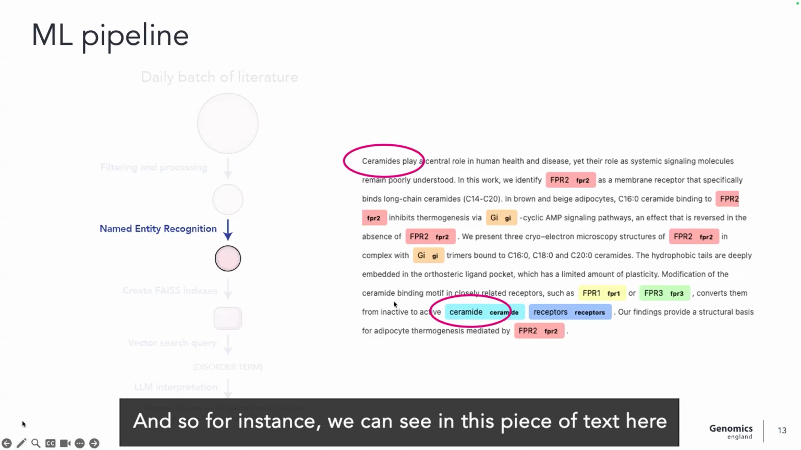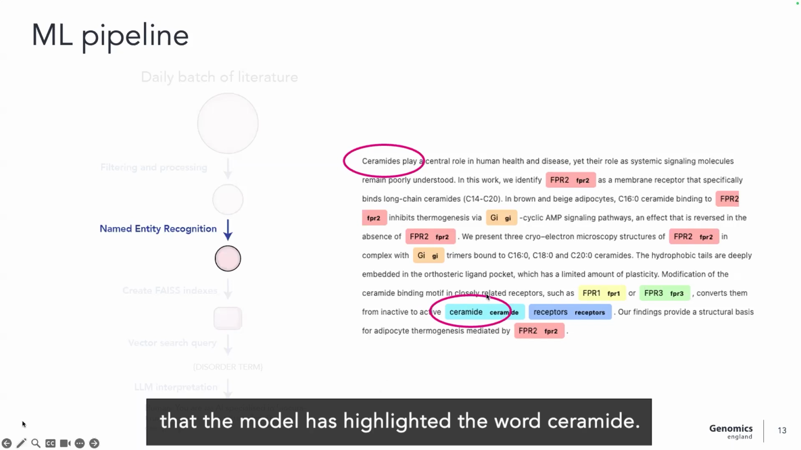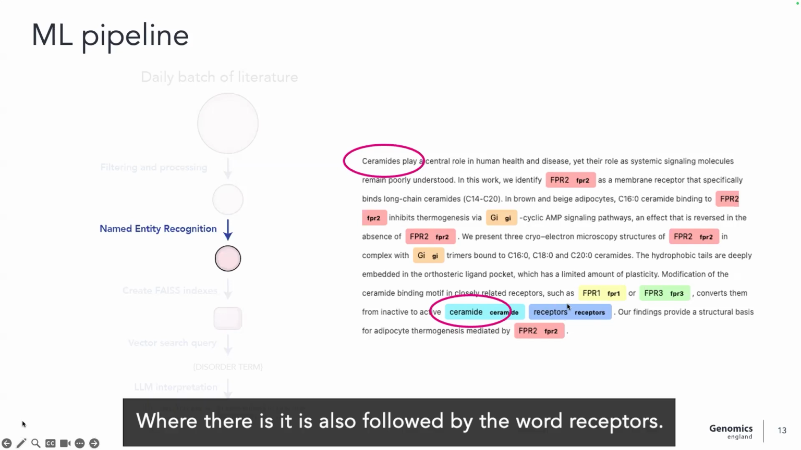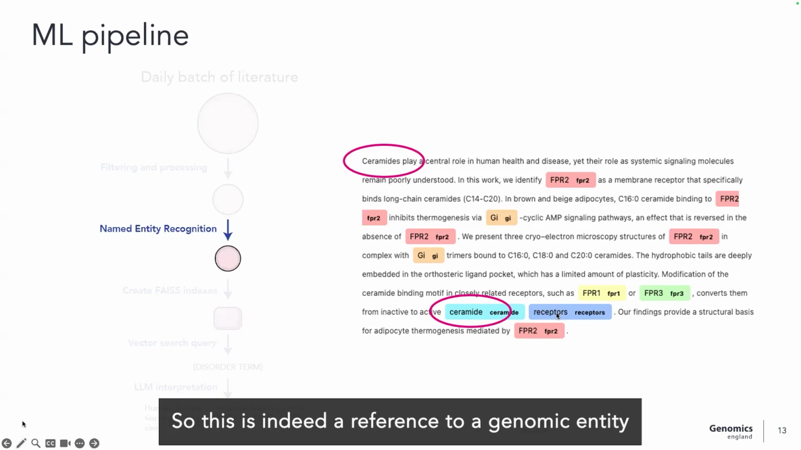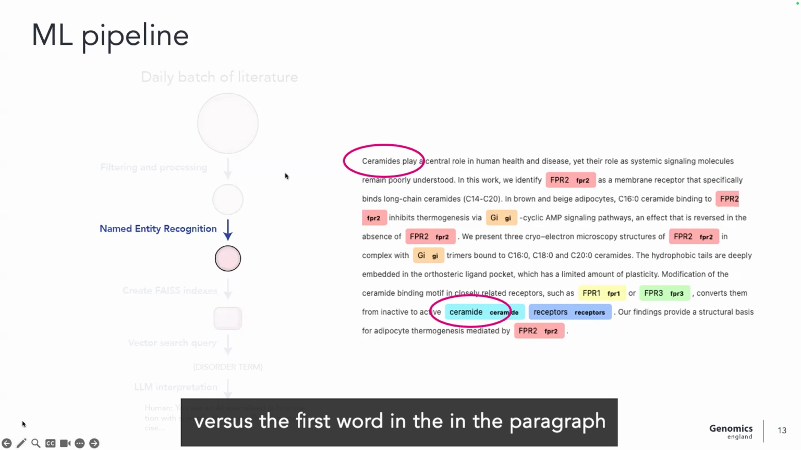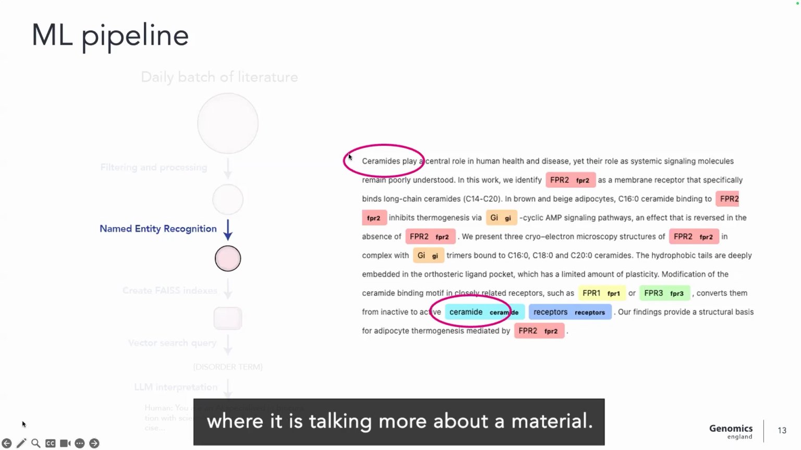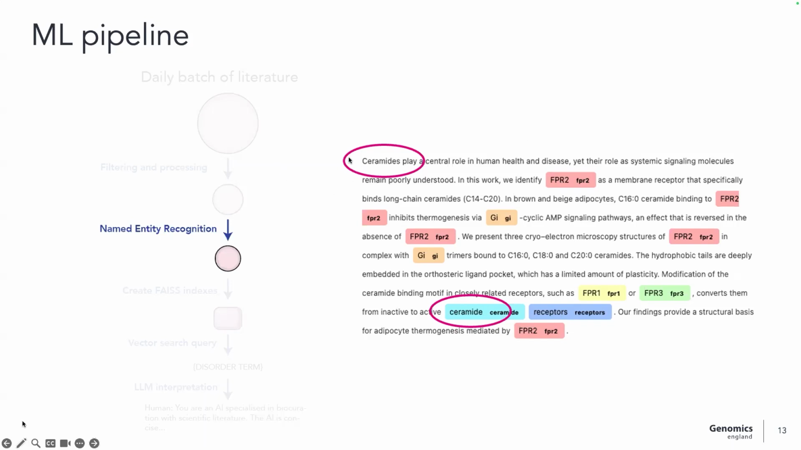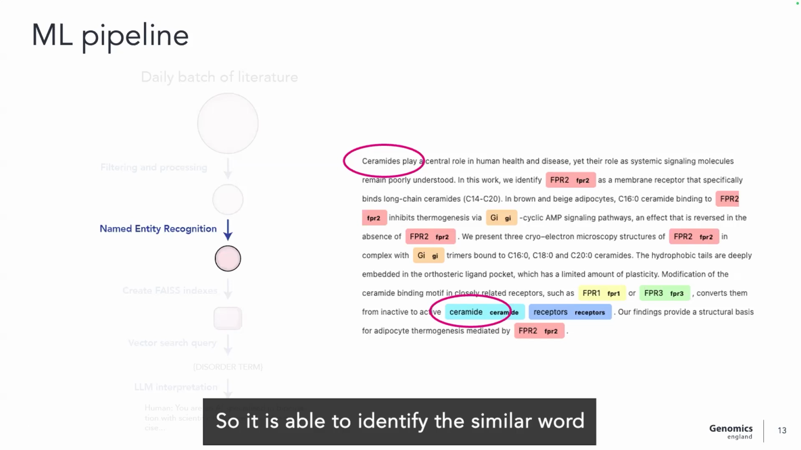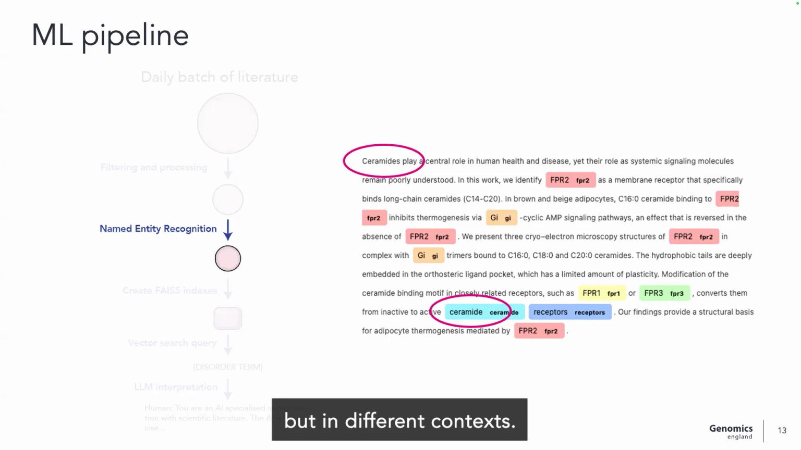For instance, we can see in this piece of text that the model has highlighted the word ceramide where it is followed by the word receptors. So this is indeed a reference to a genomic entity, versus the first word in the paragraph, where it is talking more about a material. So it is able to identify the same word in different contexts.